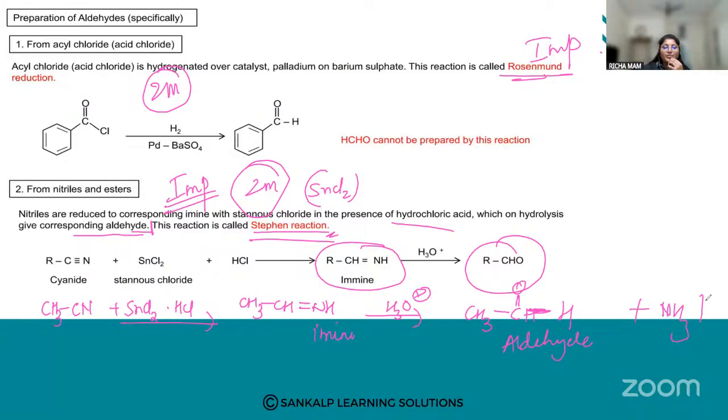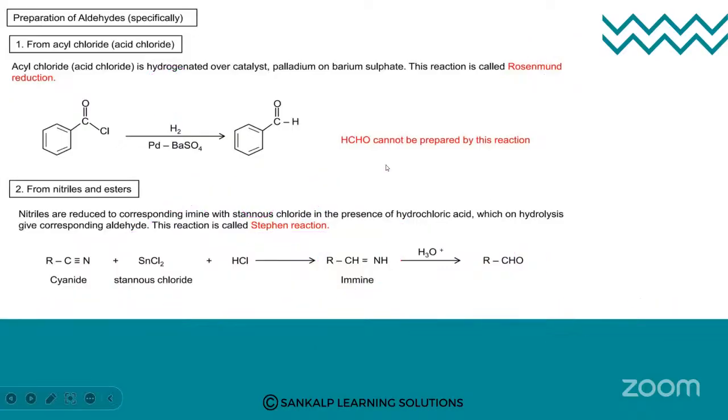Is it clear, from nitriles and esters? Very important, again 2 marks questions. So both the reactions are important. First one is the Rosenmund reduction, second one is the Stephen reaction.